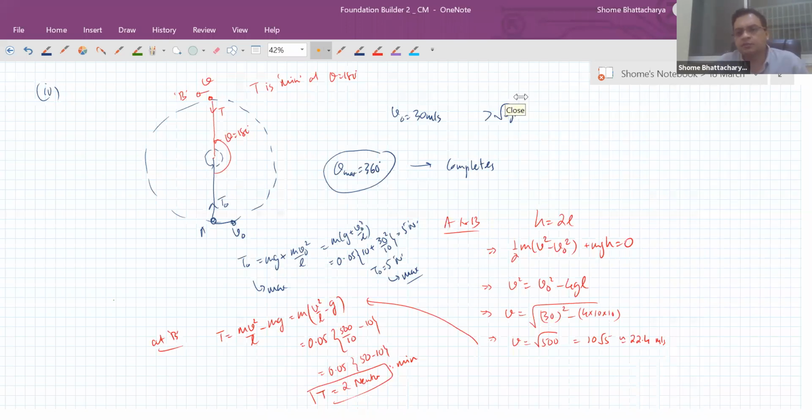Next chapter will be system of particles. Okay? System of particles chapter, which is there in your module 3 or in H.C. Verma also, after work, power, energy, that chapter is there. Okay. So that is the next thing we'll be doing in my track of physics.